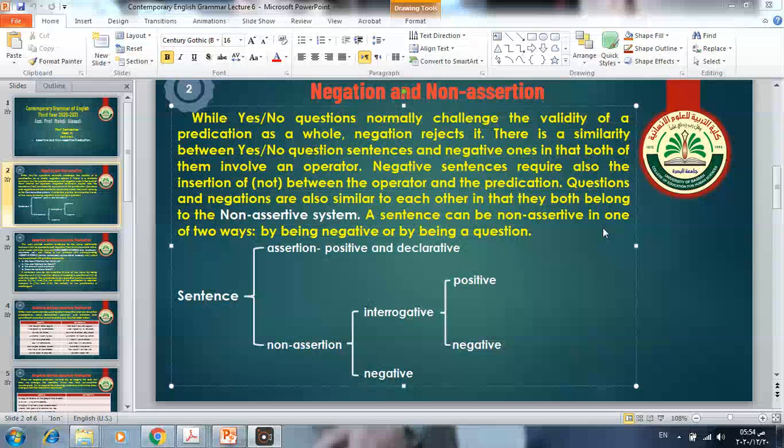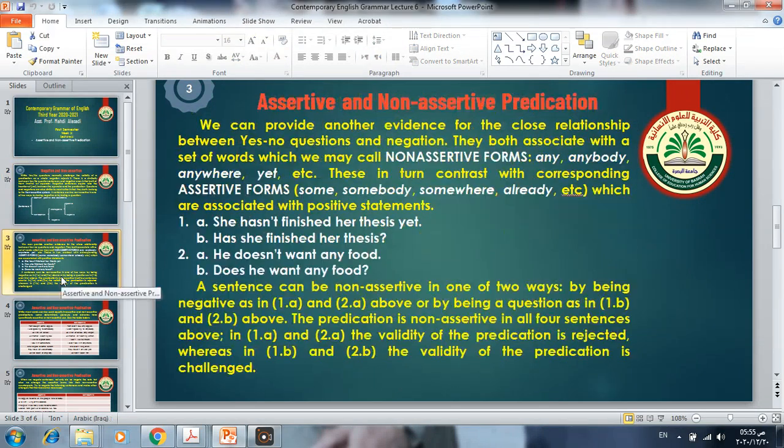The other node is the non-assertion. The non-assertion springs into interrogative and negative. The interrogative node springs into positive and negative. As you see, both interrogative and negative spring from the same node, the non-assertion node, which makes them belong to the same system: the non-assertion system. So, assertive and non-assertive predication.